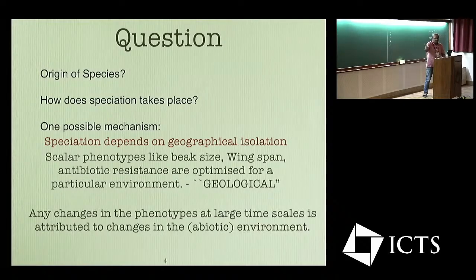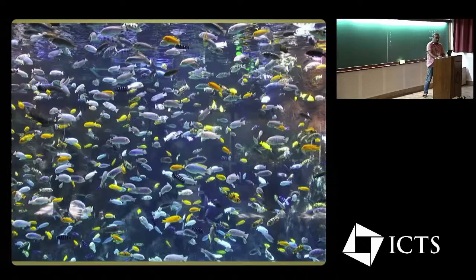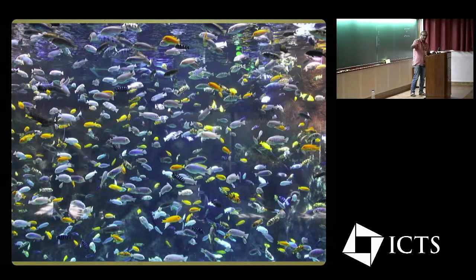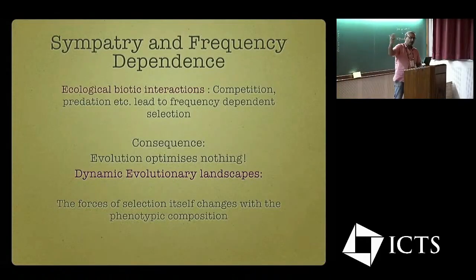Any change in the phenotype at large time scales under this sort of assumption is attributed to the abiotic environment. But then we have something like this. These are African cichlids, so many colorful fish existing in the same geographical location, like a lake. So the question is, how do they arise? I'm going to be focusing on something called sympatry, or speciation arising in the same geographical location.